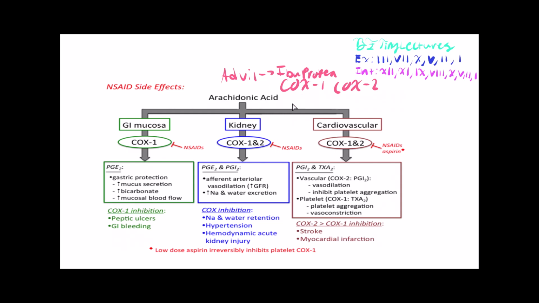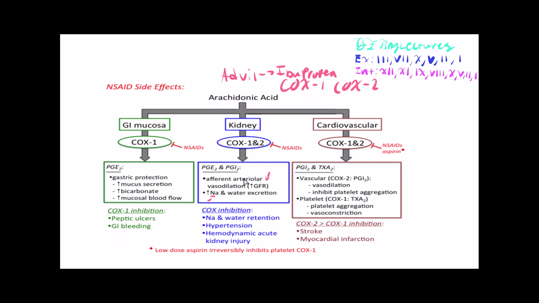the ibuprofen. For instance, in a normal setting, prostaglandin E2 and prostaglandin I2, also known as prostacyclin, they are going to dilate the afferent arteriole. And that's just going to increase the GFR. That increases the amount of filtrate or the amount of urine that we produce. And therefore, we can excrete sodium and water. So this is a good thing. We normally want this to happen.